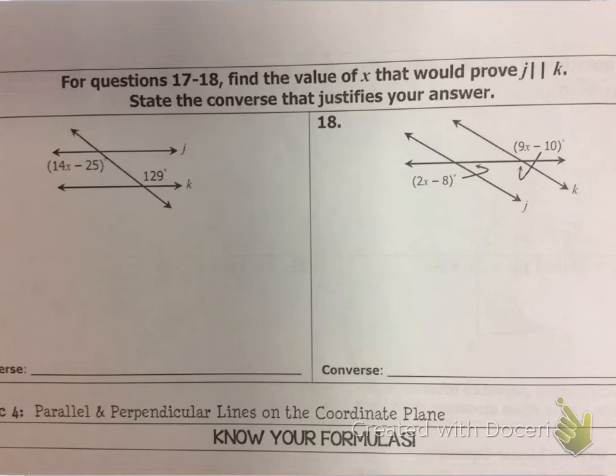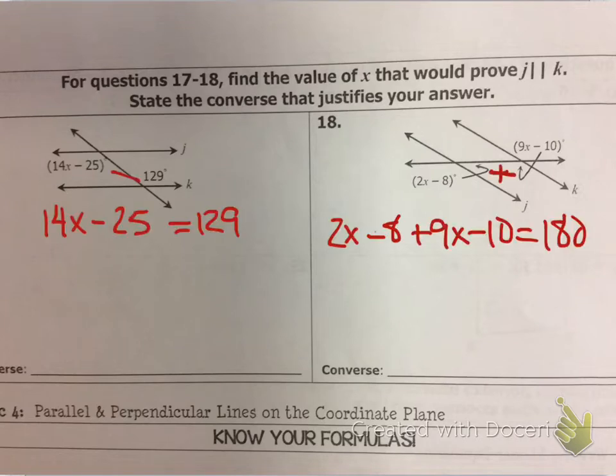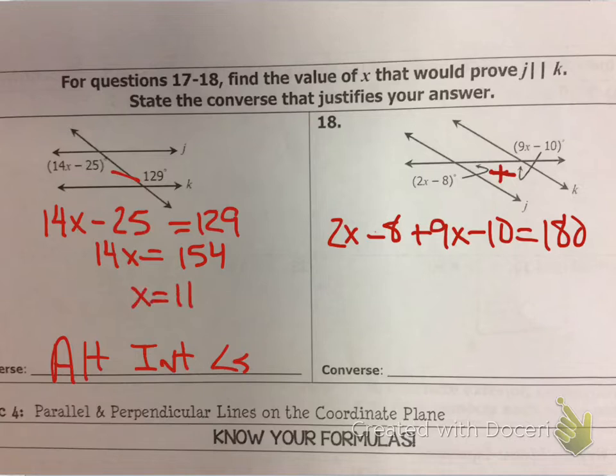Okay, so these next ones, what you're going to do here is this is the setup. And you can say, okay, well, because these two are alternate interior angles, that allows them to be parallel. If I set them equal to each other, this finds the one value of x that would make those two lines parallel. So then I would add 25 to this, and I get 14x is equal to 129 plus 25. So 129 plus 25 would give me 154. And then divide that by 14, and that should give you x equals 11.